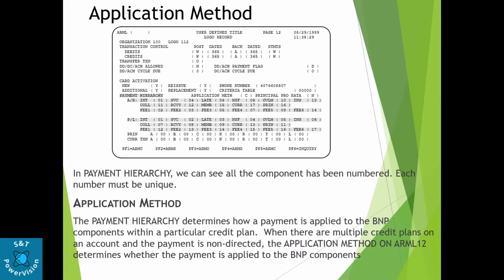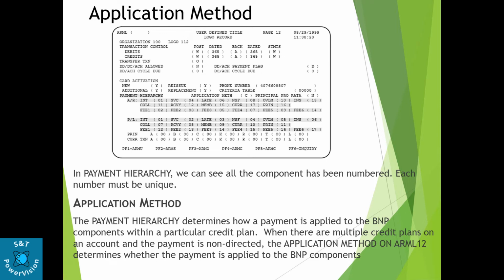So here, this is the ARML12 screen. If you see the payment hierarchy field here, AR means account receivable, PL means profit and loss. There are a total of 17 components: interest, service, late, NSF, over limit, insurance. Each component has a priority assigned here.